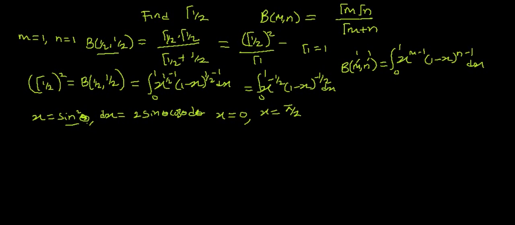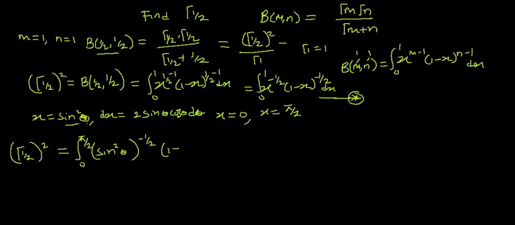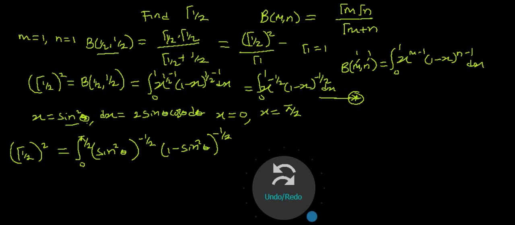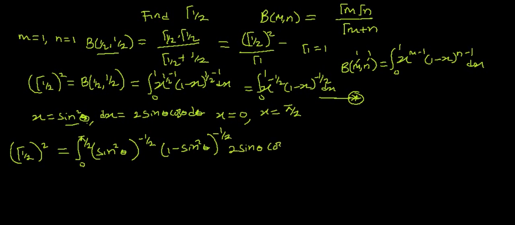So now let's substitute all of this into this. Let's call this star. Let's substitute all of this into star and see what we have. Then that means gamma 1 over 2 all squared now is going to be equal to integral from 0 to pi over 2. I've changed our limit already. Our x is what? Sine squared theta. X is sine squared theta, and this is raised to the power minus 1 over 2, into 1 minus sine squared theta, and all of this is also raised to the power minus 1 over 2, dx. And our dx is what? Our dx is 2 sine theta cos theta d theta.